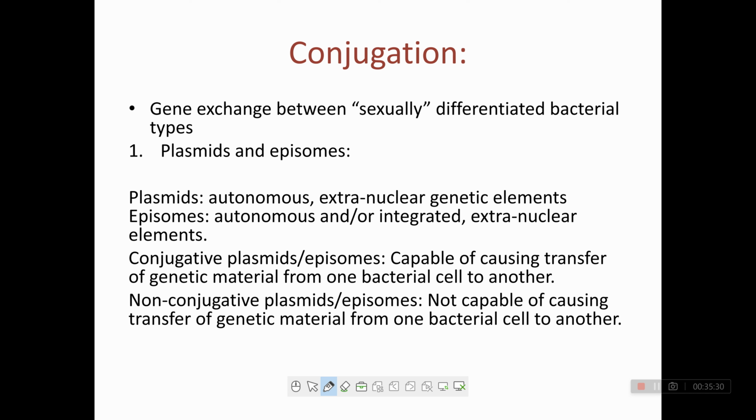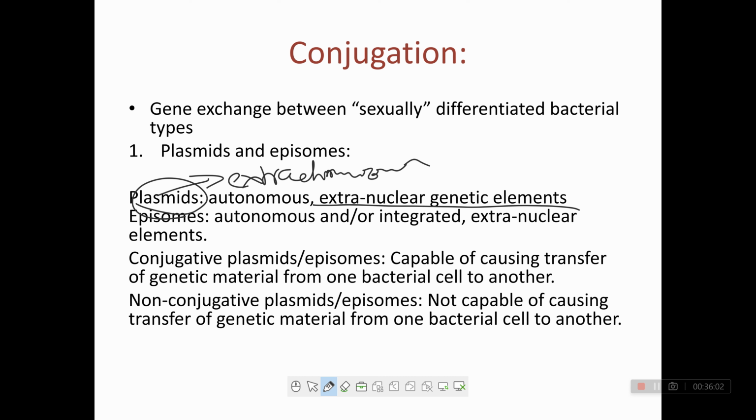Conjugation is also a process of genetic exchange. In this process, gene exchange takes place between sexually differentiated bacteria, through a plasmid and an episome. What is a plasmid? First of all, a plasmid is an extrachromosomal DNA that contains extranuclear genetic elements.